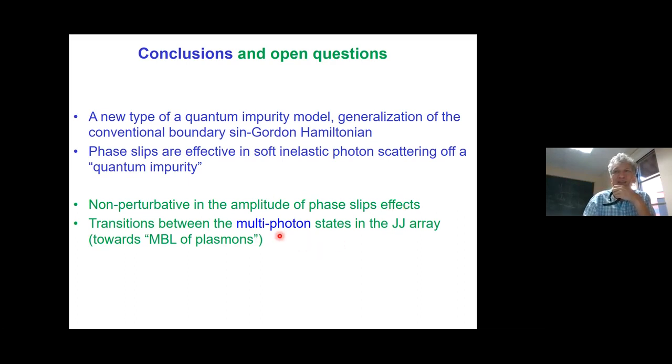Another kind of open-ended question is that if one accounts also for the phase slips in the array, then there is an interesting question about the interaction between the multi-photon states in the array, and that's kind of towards the possible many-body localization of plasmons. But this is kind of open and very much speculative at this point.